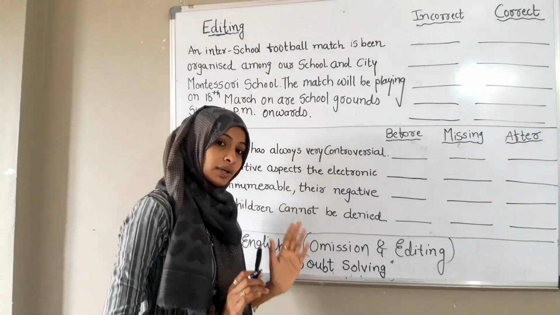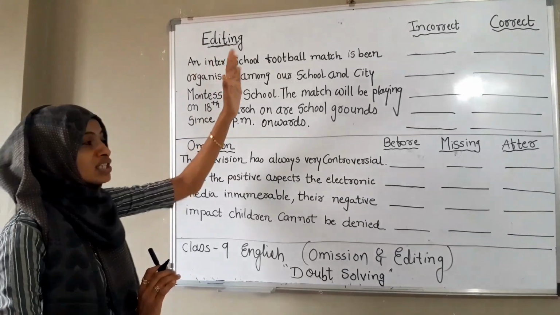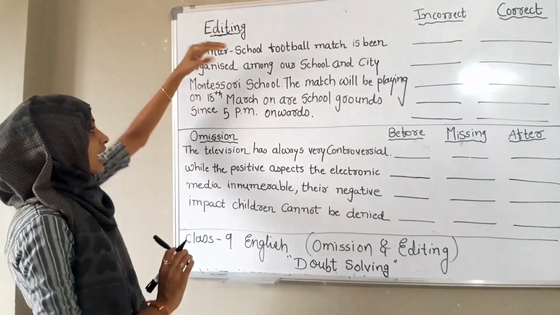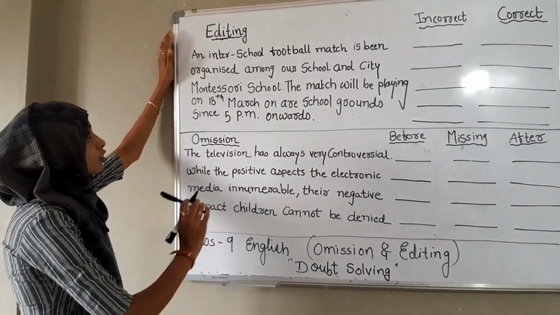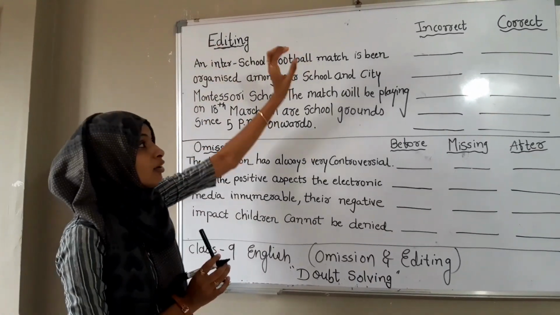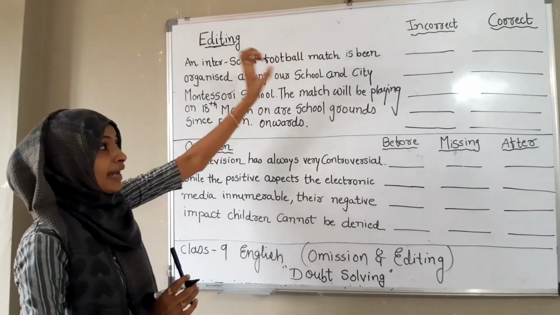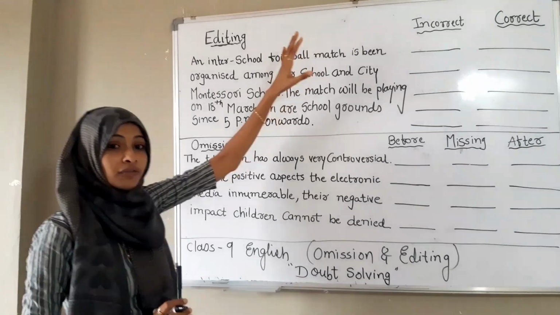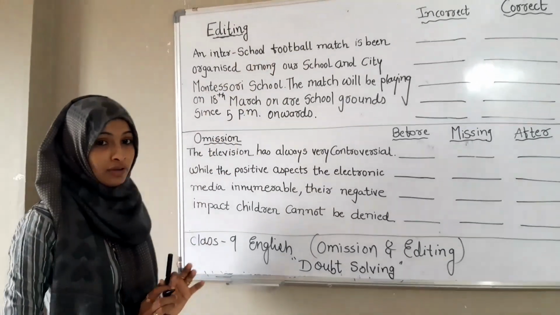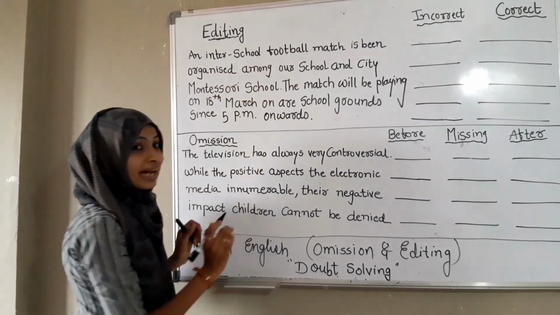Onwards. Yes, students, here many words are incorrect. So here we have to identify and find the incorrect word from every line of the paragraph. We'll see the first line first of all.